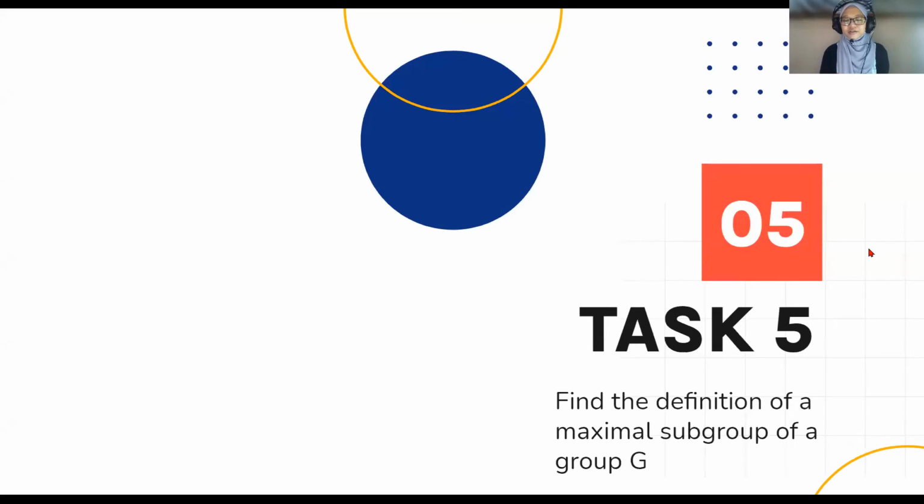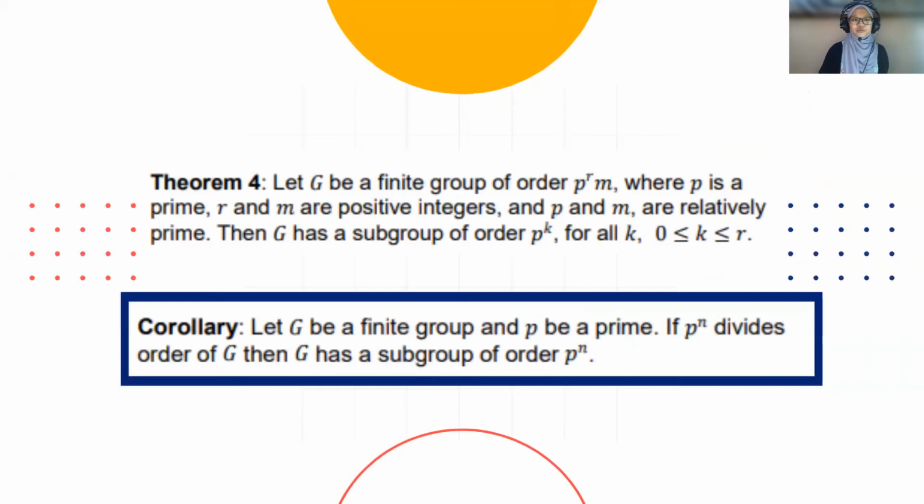Next, I will discuss task 5. Task 5 is to find the definition of a maximal subgroup of a group G. Before that, Theorem 4 says that let G be a finite group of order p to the power of r multiplied with m, where p is a prime, r and m are positive integers, and p and m are relatively prime. Then G has a subgroup of order p to the power of k for all k, where k is less than or equal to r, but greater than or equal to 0.